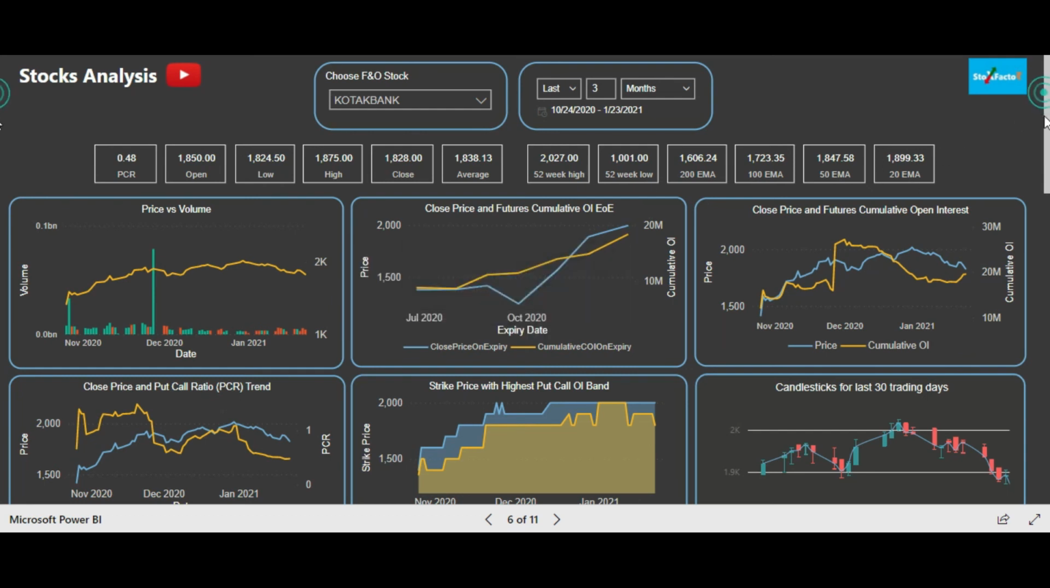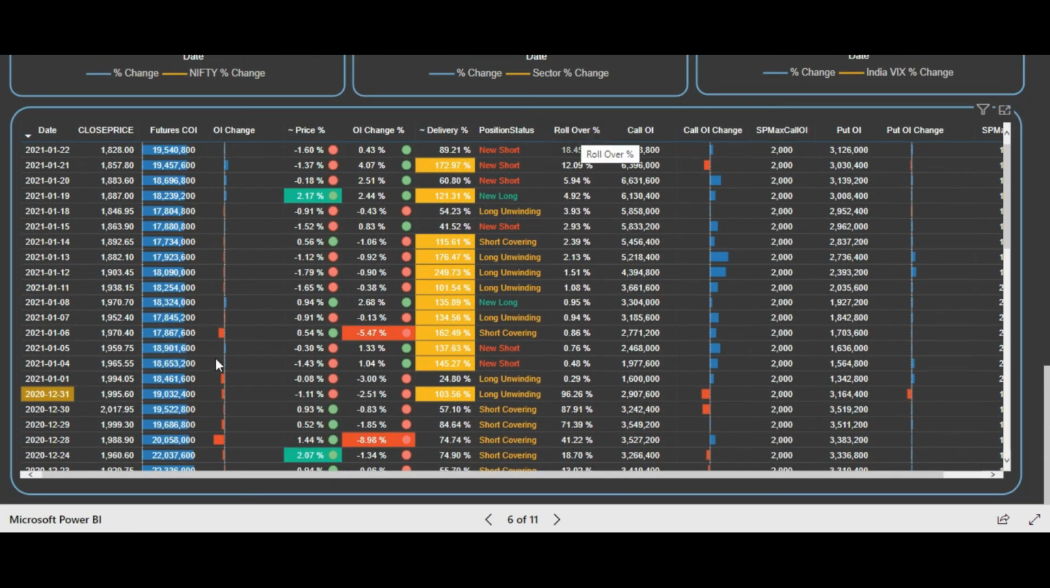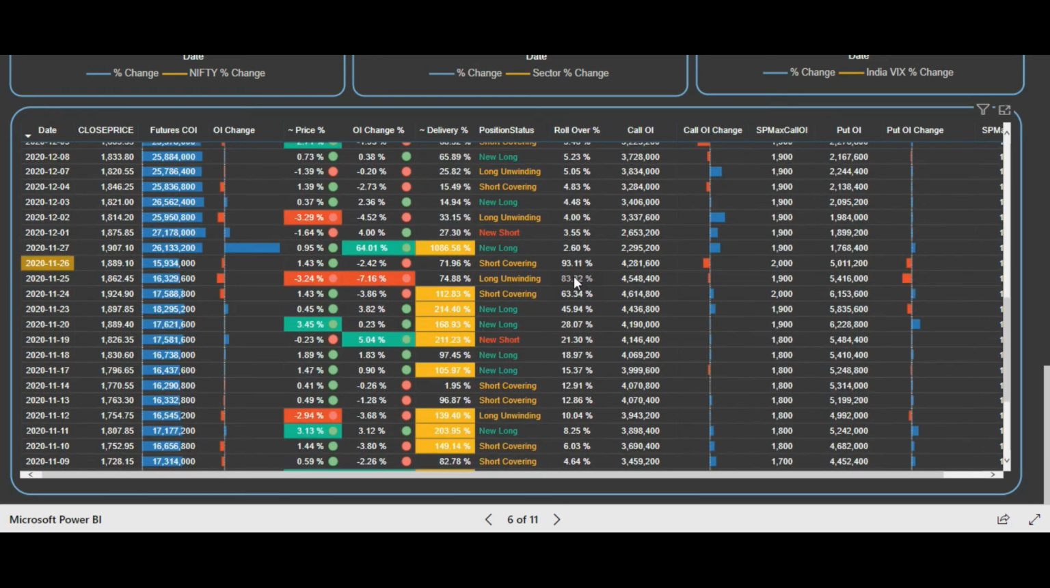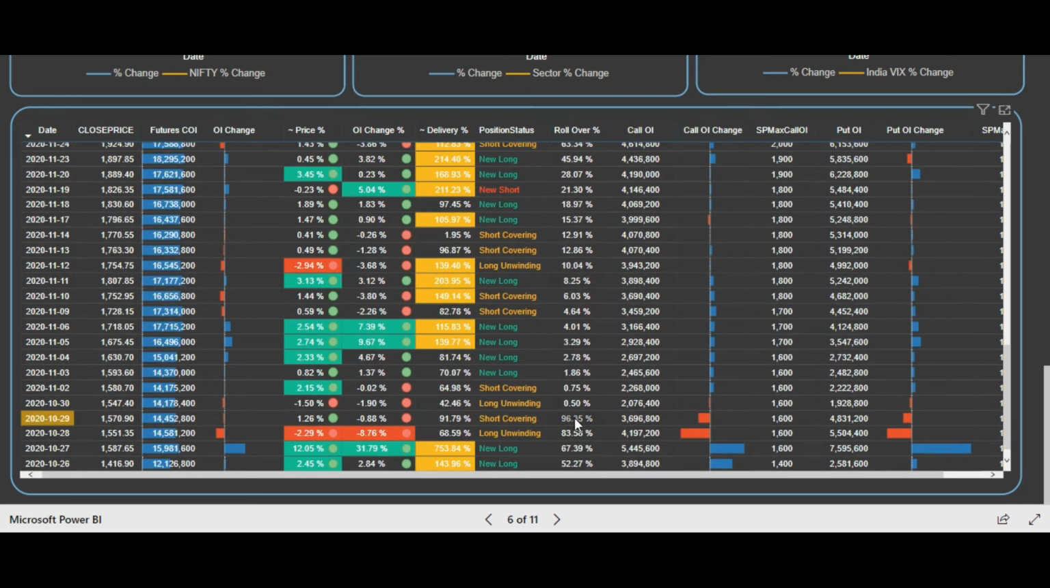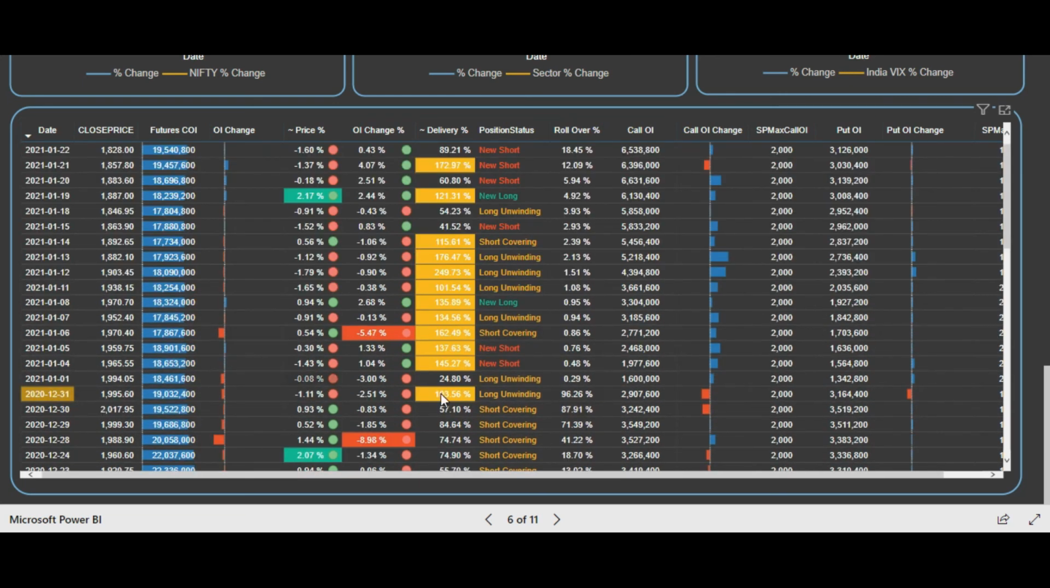Now, similarly as in the index, the rollover percentage is calculated exactly the same way, and the dates are highlighted. So you can see the rollover percentages. For the last month, it was 96.26%. And if we see before that, you see 93.11%. And before that, it was 96.35%. So friends, it means that in the Kotak Bank, the rollover percentage has been good in the month of December.